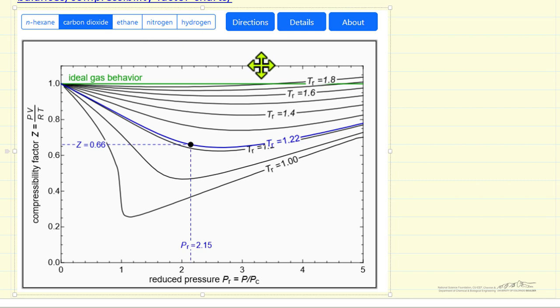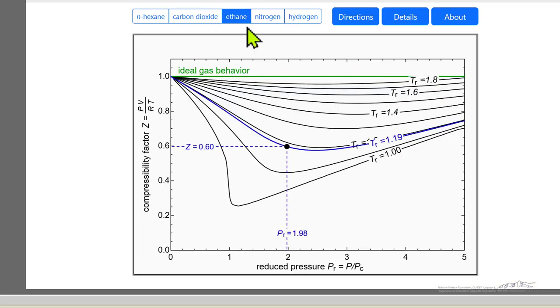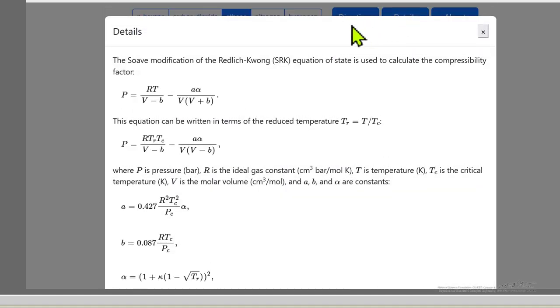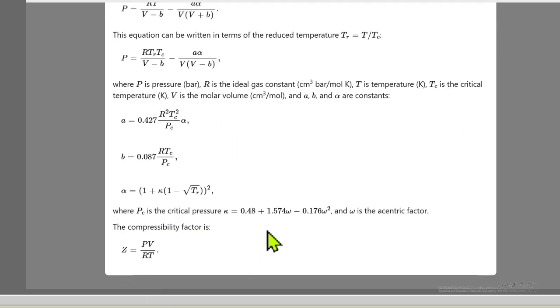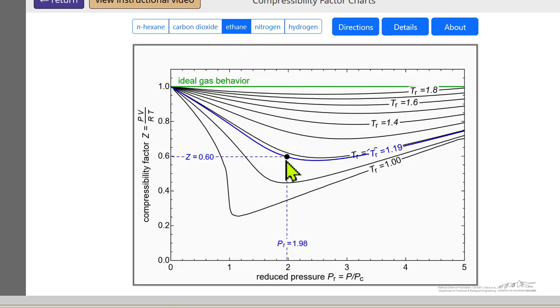So let's look at this simulation. The simulation has the details that show the equation of state used, the Redlich-Kwong equation with the Soave modification, and shows the parameters that are dependent on critical temperature, critical pressure, and then further down here, the eccentric factor, omega.